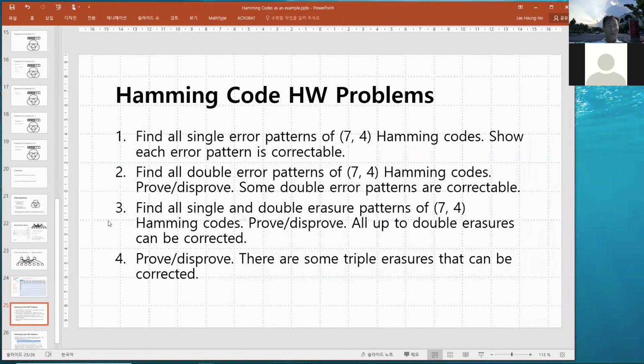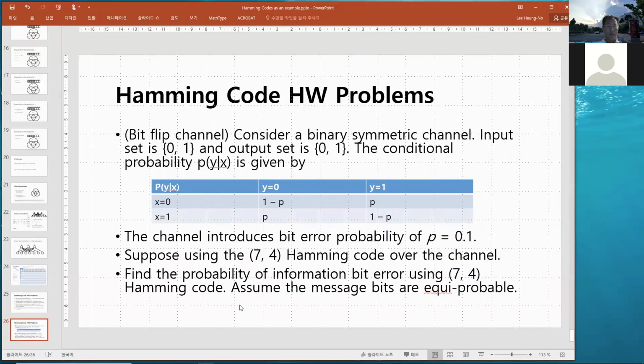Okay. Now there are some end of note problems for Hamming code. These 4 questions have been answered, but you can ask yourself and remember and see if you can prove or disprove. And here is a little bit challenging one, but using the materials discussed so far, you should be able to find out the answer to this problem.